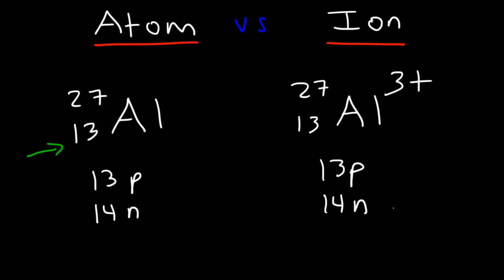Now the electrons are different. In an atom, which is electrically neutral, the number of electrons is going to be the same as the number of protons. To calculate the number of electrons in an ion, you can use this formula. It's equal to the atomic number minus the charge.